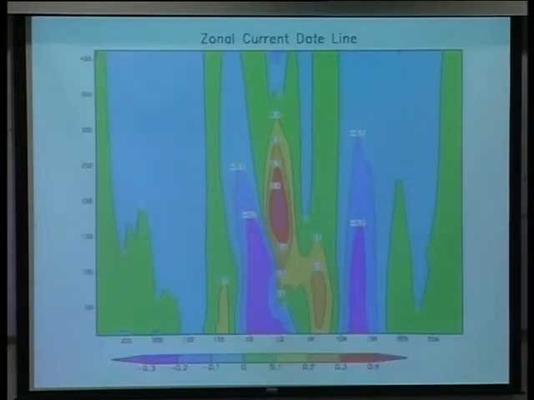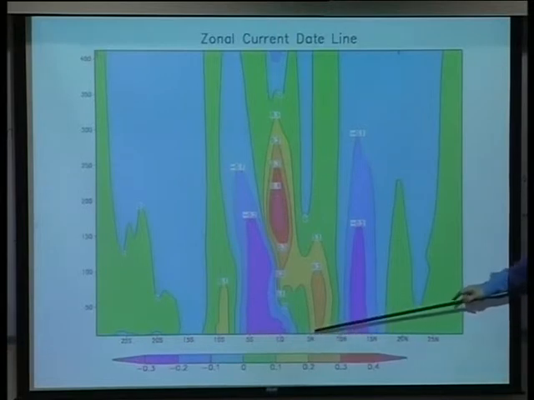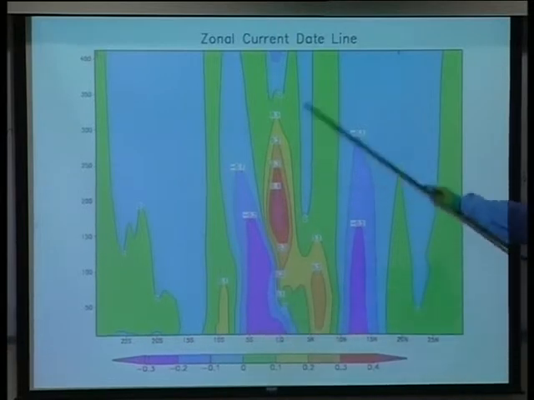Yeah, so this is the zonal current. This is the date line, for those of you who don't know, is 180 degrees. And this is depth. Sorry, it's upside down. I apologize. So this is the surface. This is the deep ocean.